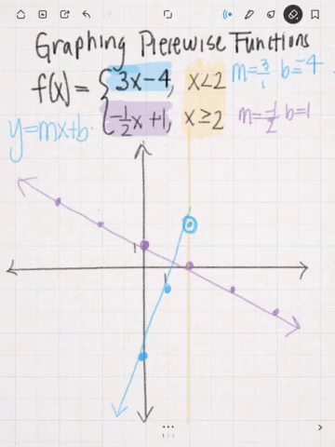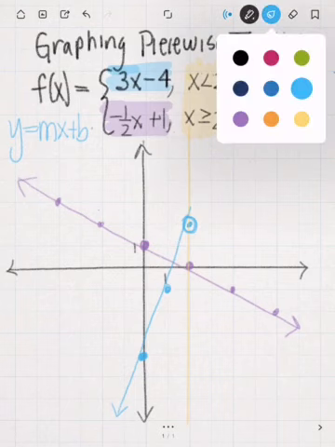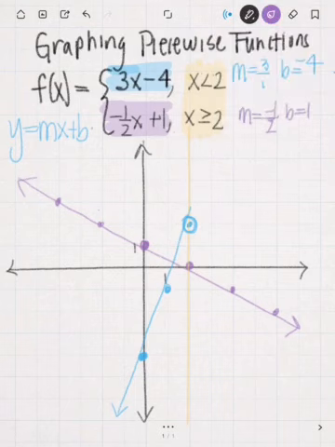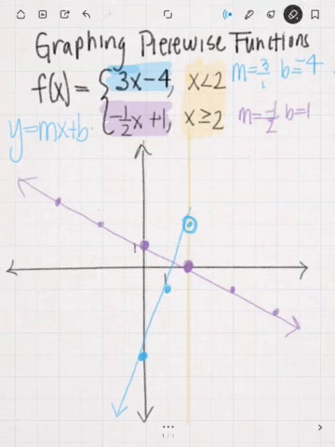Okay, now for my purple line, at x equals 2, that occurs right here. And I only want anything that's bigger than 2. So anything that's smaller than 2, I'm going to erase. And then I'm going to get rid of my boundary here.